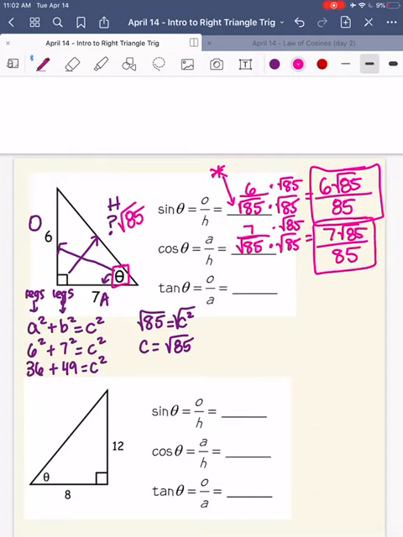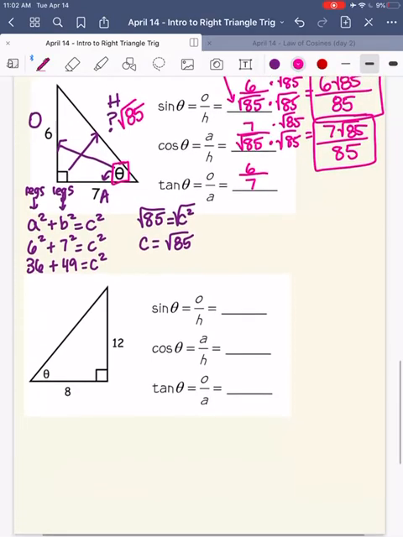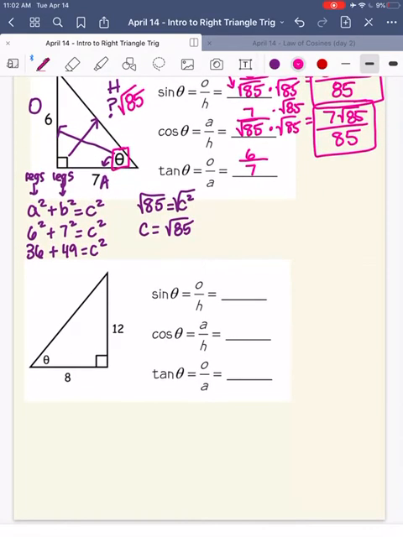Awesome. And then TOA, tangent, is our TOA. It's O over A, so our O side is 6 and our A side is 7. Look at there. Yay. No radicals we don't have to worry about. That does not simplify, 6 over 7, so we're just going to leave it right like that. Okay? All right, and then for our last one, let's do it again. Let's do one more like it.